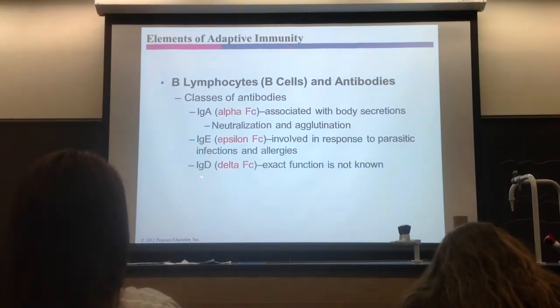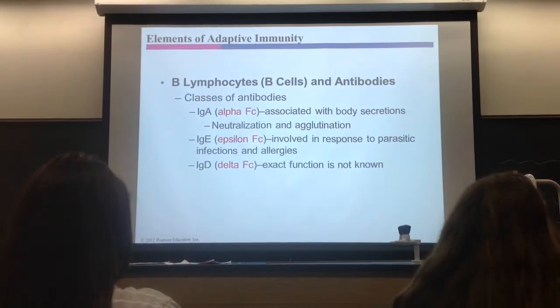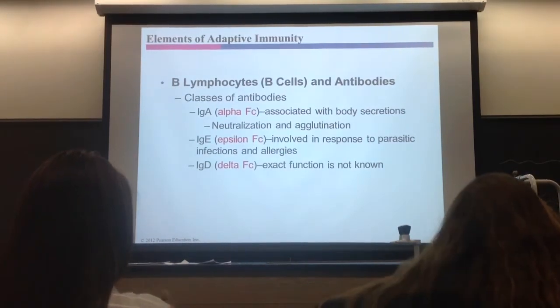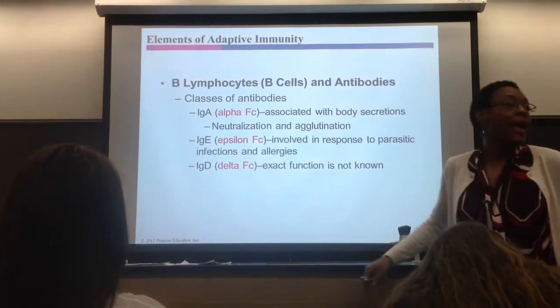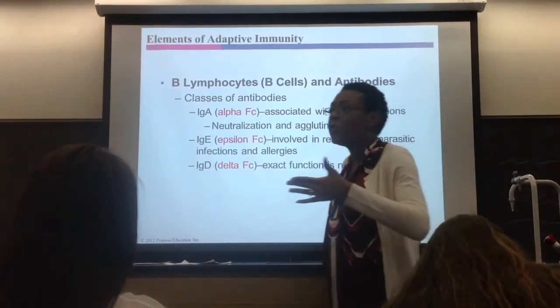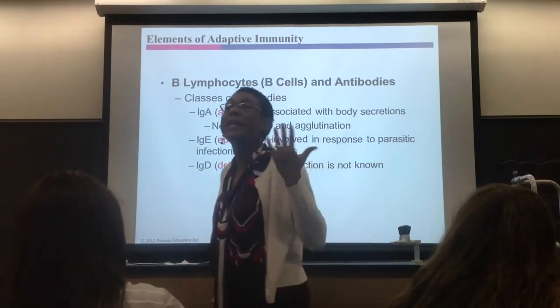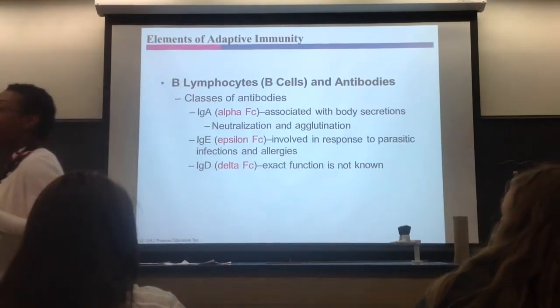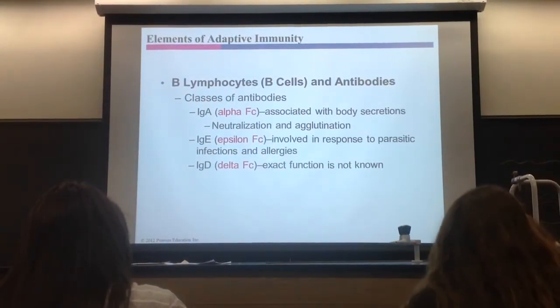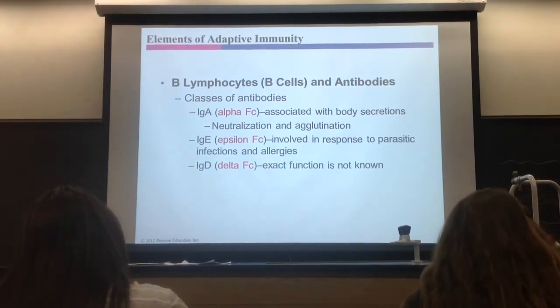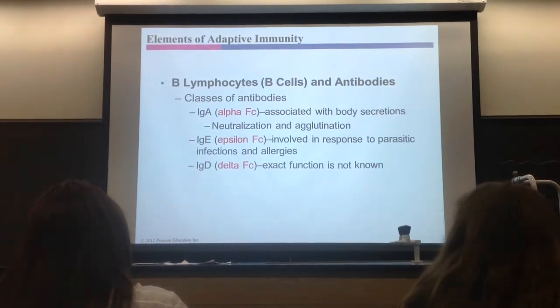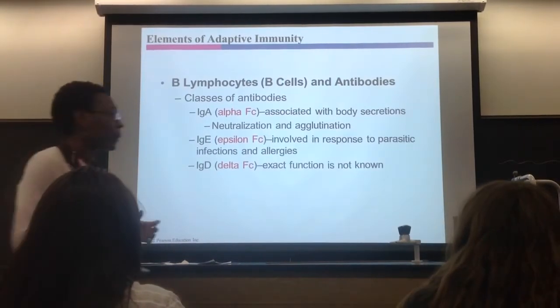IgD, okay, that one, we don't really know the function because not all mammals have IgD. And if they don't have it, there's no ill effects with that. So in other words, you don't need it. We don't really know what it does anyway. But you should know it is a class of antibody, and it has the delta Fc. Make sense? So we don't know its function, and not all mammals have it anyway. So we don't really care about it, okay? It does something, we don't know what it is.